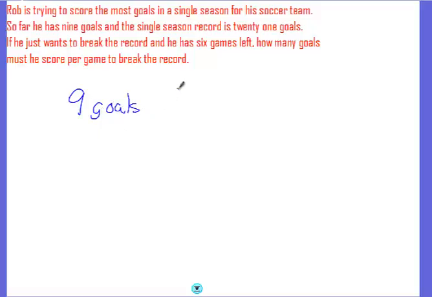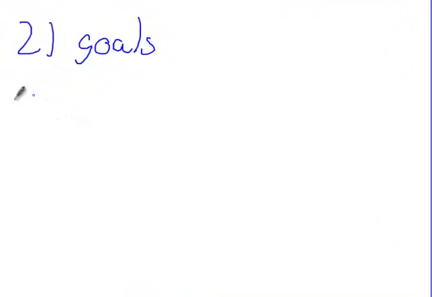Okay? And the single season record is 21 goals. If he just wants to break the record, and he has 6 games left, how many goals must he score per game to break the record? All right. So let's talk about this problem. And there's still 6 games left.